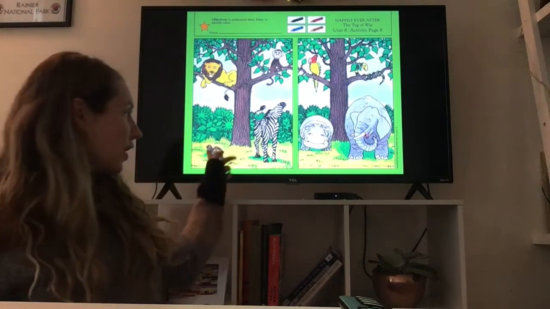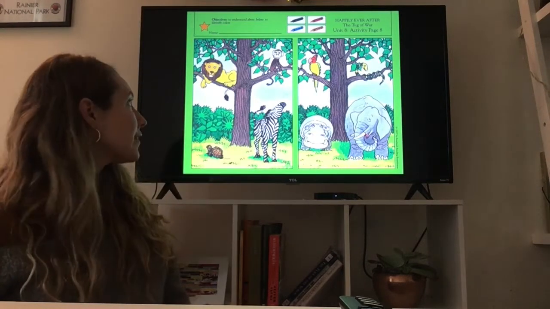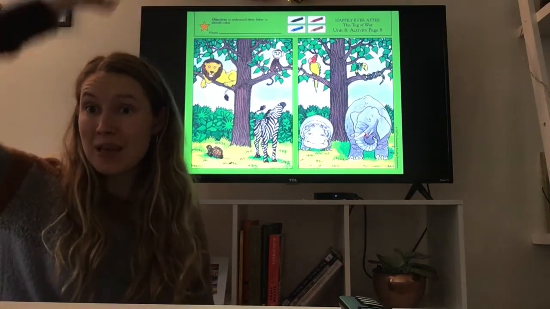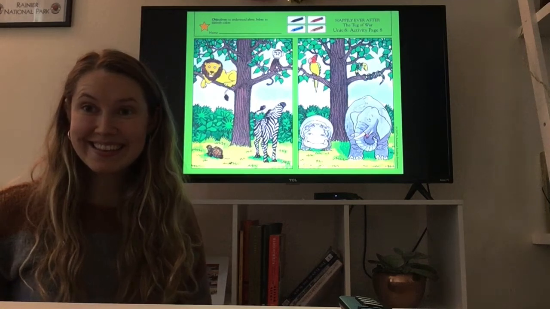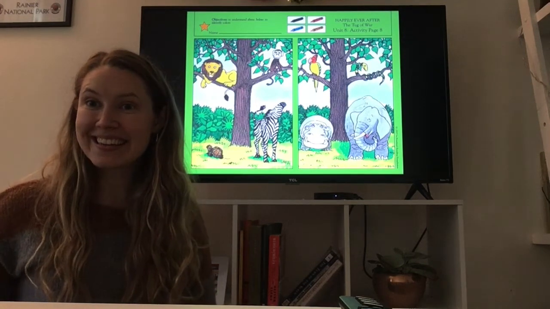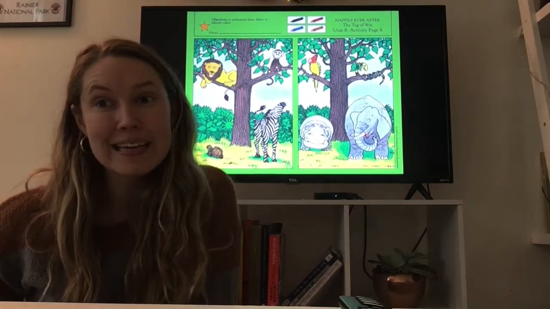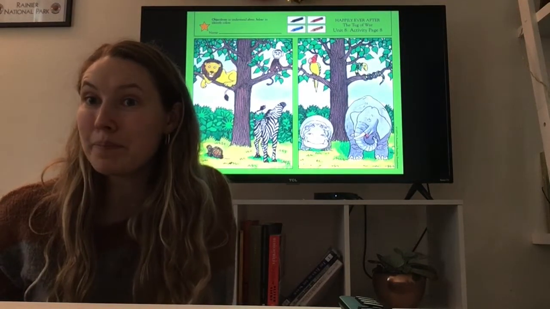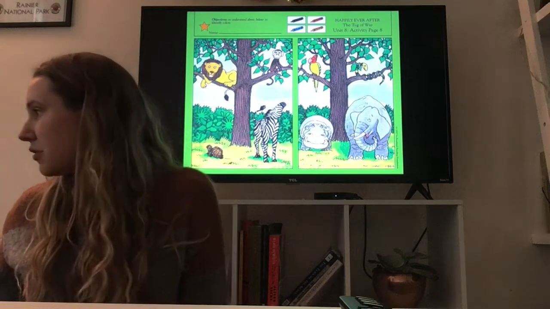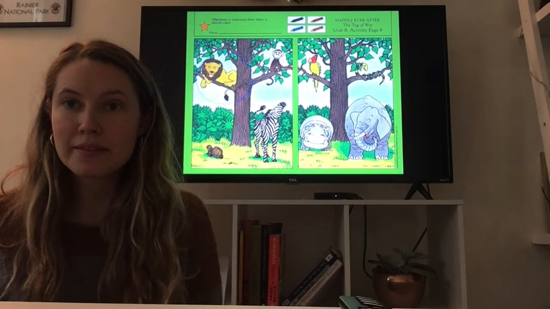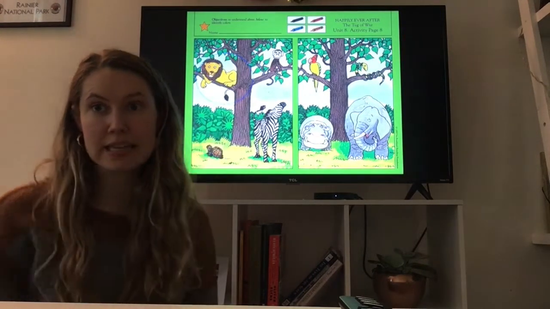So let's look. We've got our turtle here, and there's an animal that is above him in the tree. Which animal is that? Right, our lion. So we're circling our lion in blue. He is the animal that is above the turtle. So I'm going to do that now. Okay, so I have my lion circled in blue. It's kind of hard to see.